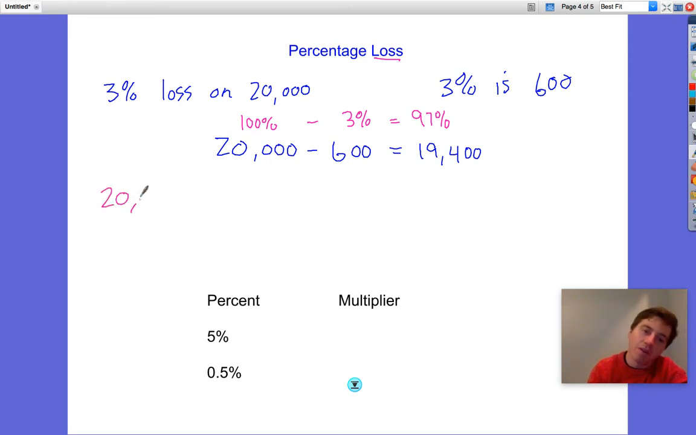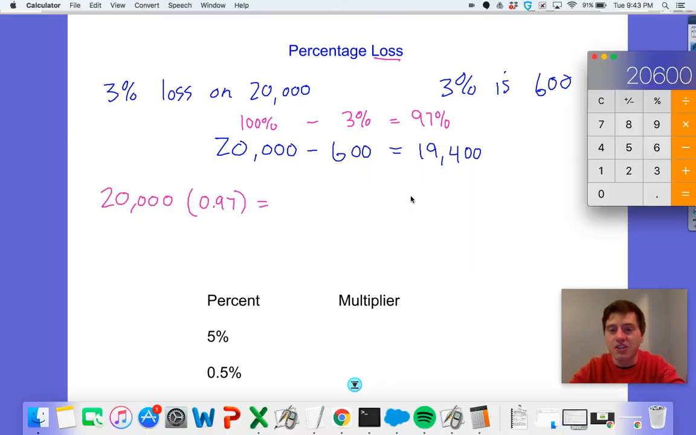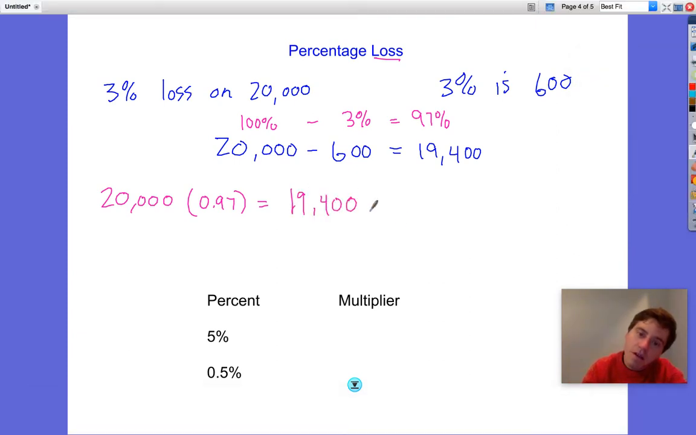So again, we can rewrite 20,000, and if we multiply by 97% as a decimal, 0.97, that should give us 19,400. Let's check it. Here, 20,000 times 0.97, 19,400. Look at that, 19,400. It's because I have 97% left if I lost 3%. So if I find 97% of this, then it should give me what was left after we lost 3%.